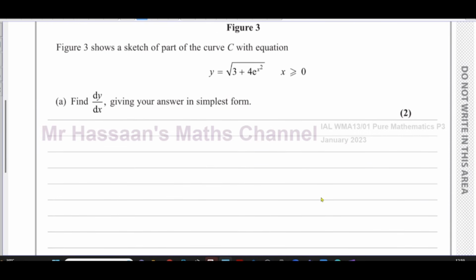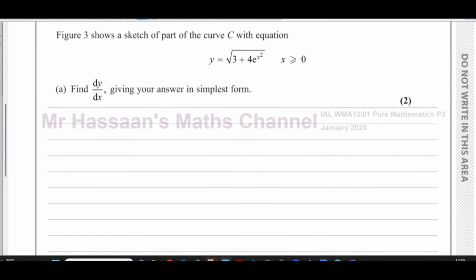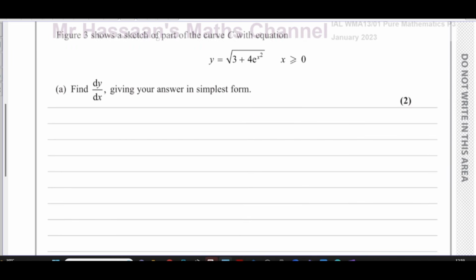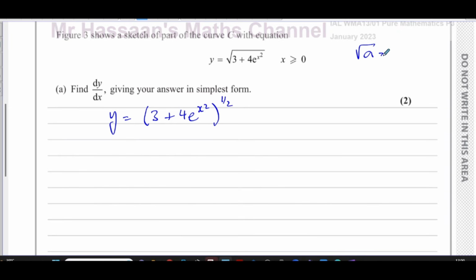The first thing we have to do is differentiate this expression. Before I start differentiating it, I'm going to write it in a more friendly way for differentiation. I'm going to change it into index form from surd form. So I have 3 plus 4e to the power of x squared, all to the power of a half. Remember, the square root of something is the same as that thing to the power of a half.